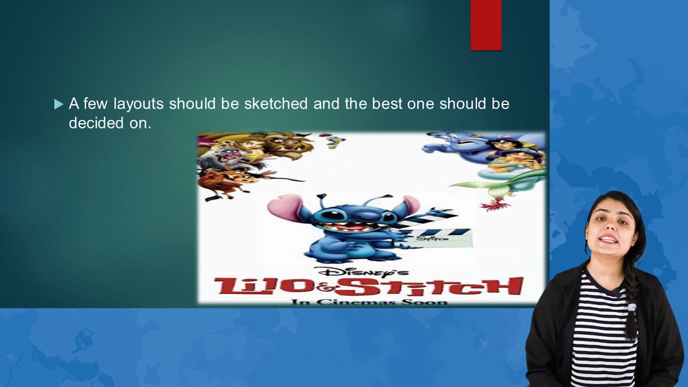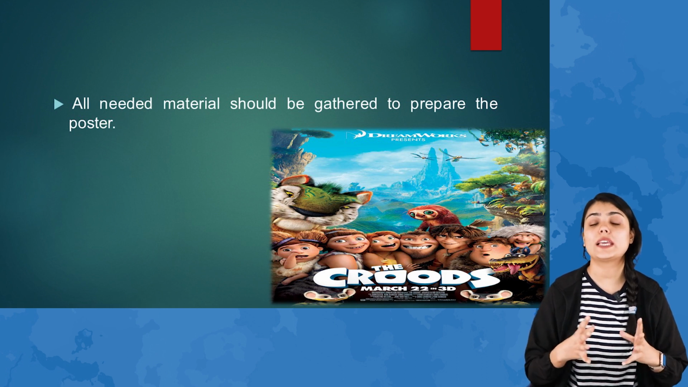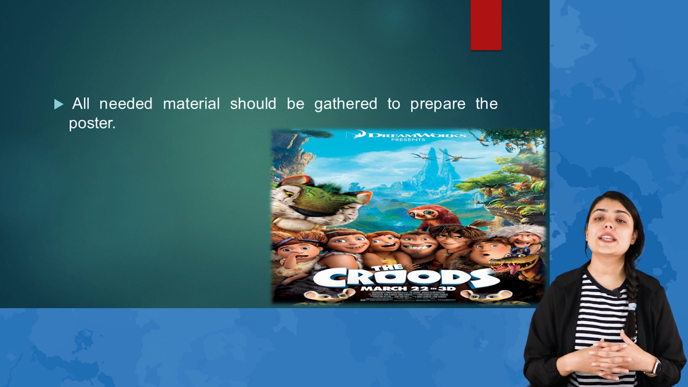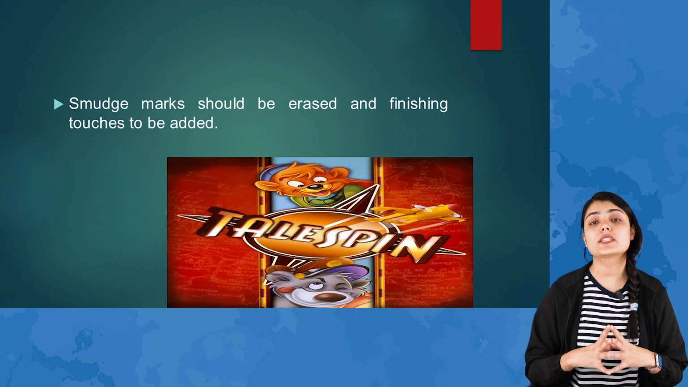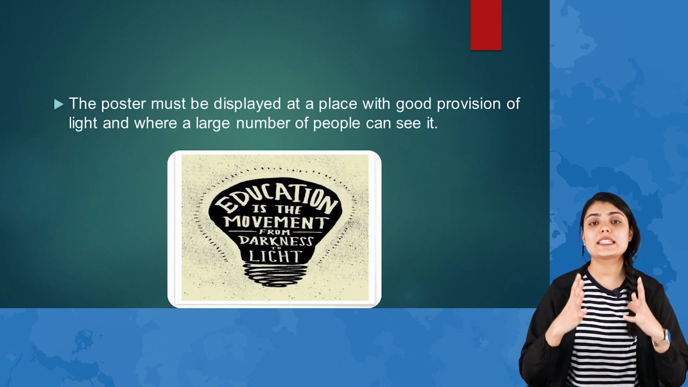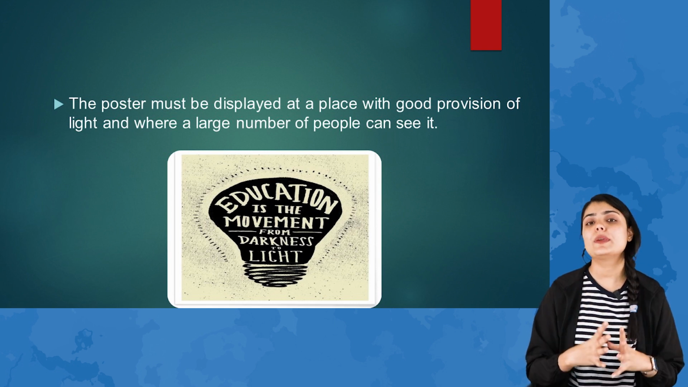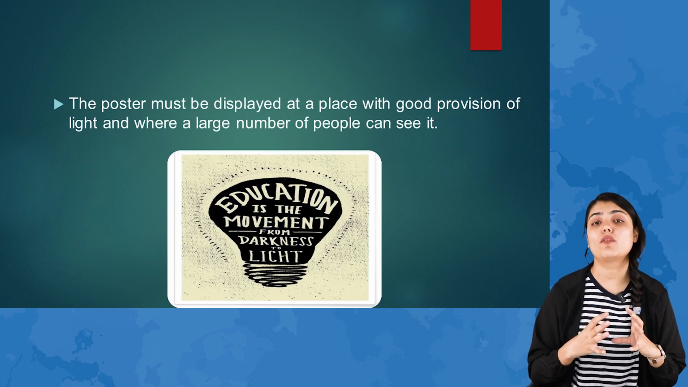The next guideline is that all the needed materials for the preparation of the poster must be gathered beforehand. The next one is that smudge marks must be erased and a finishing touch must be given once the poster is made. And finally, it must always be placed in such an area where a large number of people can view it and also where there's a good and adequate amount of lighting.